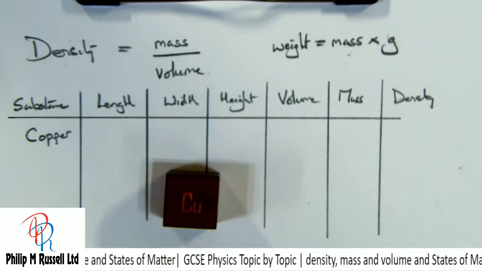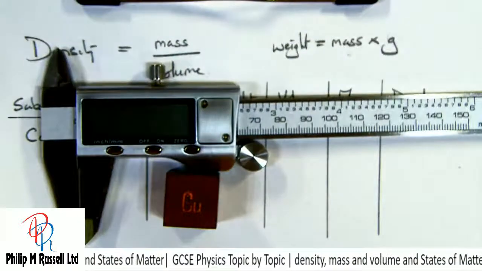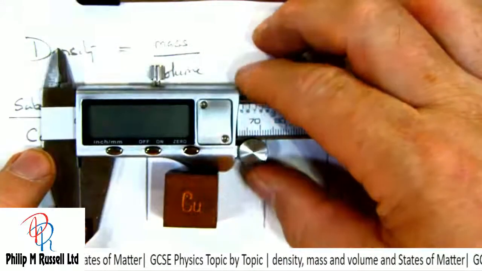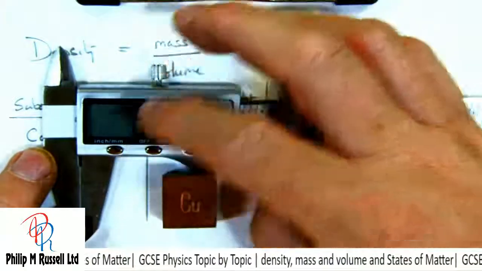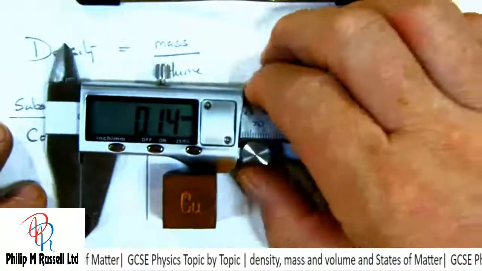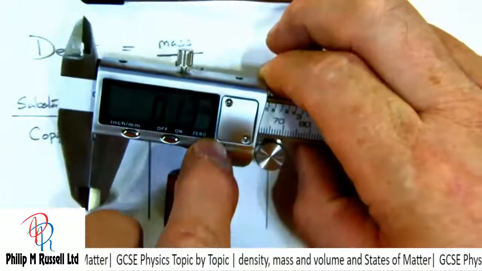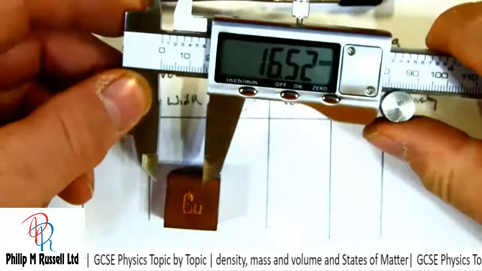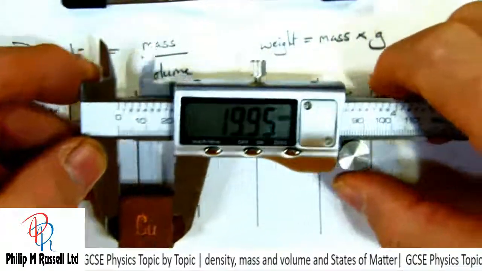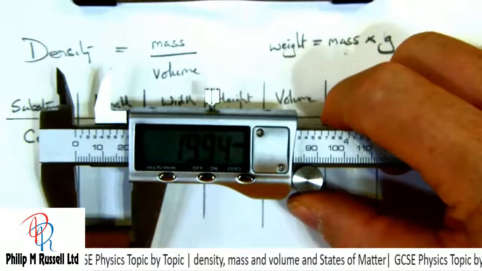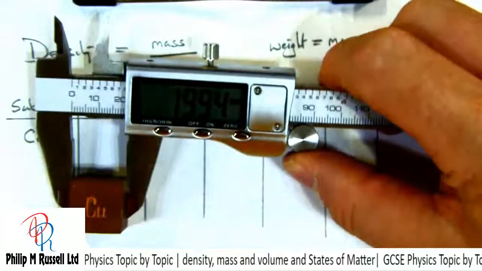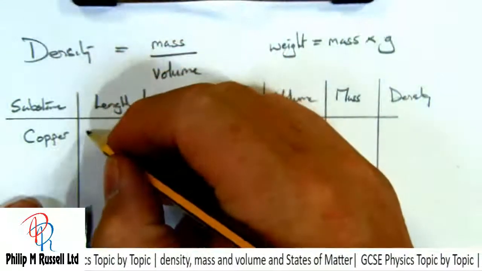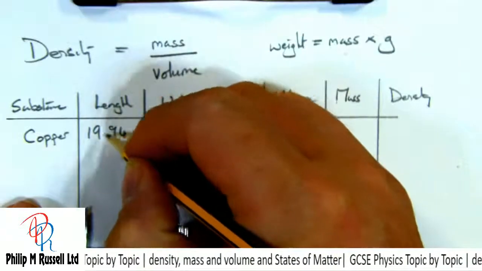and what I'm going to use for this is one of these. This is a Vernier Caliper, and we'll switch it on, we'll make sure it's shut, and then we'll zero it. So now if I open this and I put it either side of my copper, I can now see this is 19.94. Let's record that. So that's 19.94.